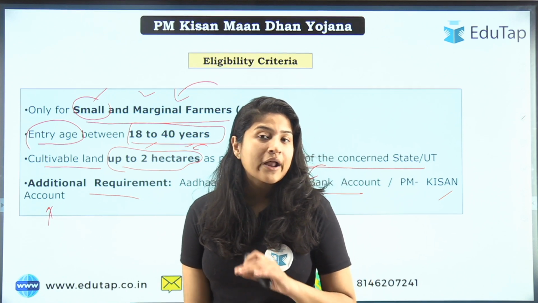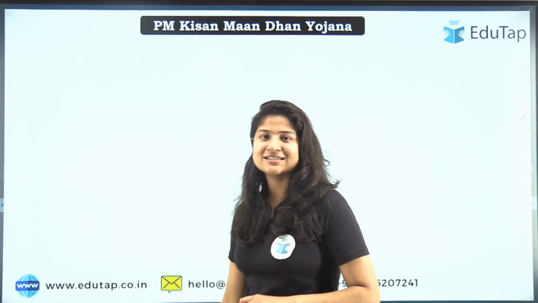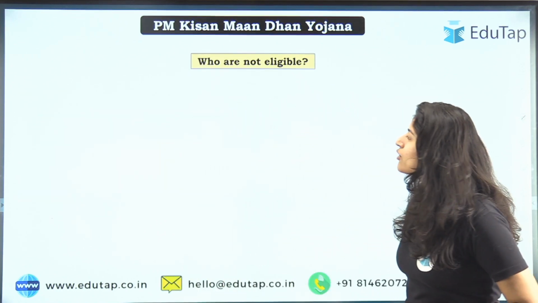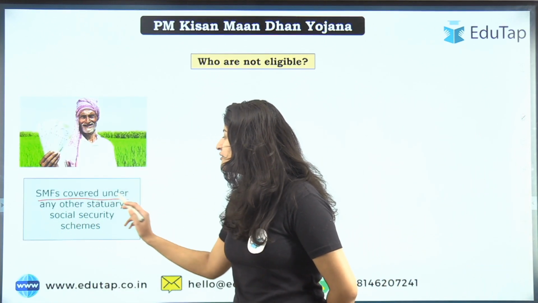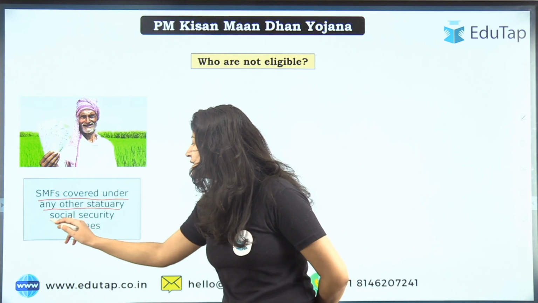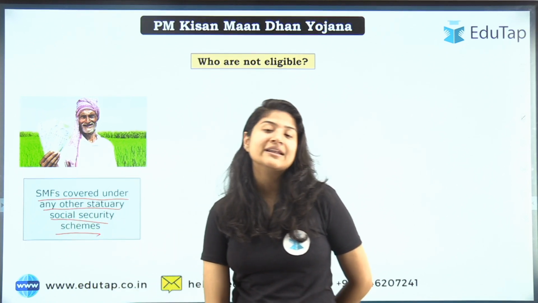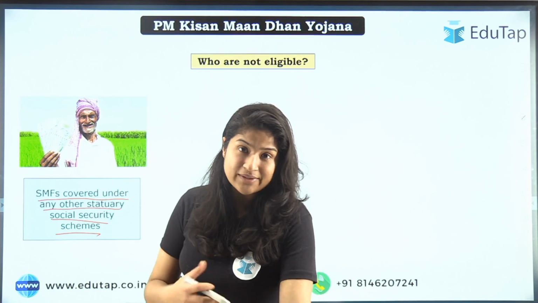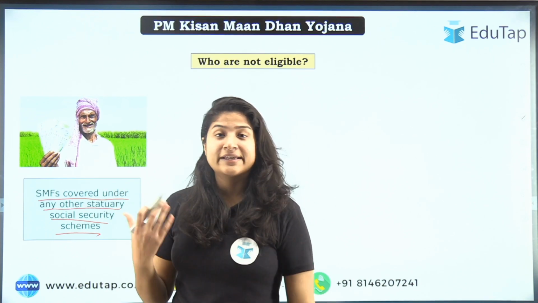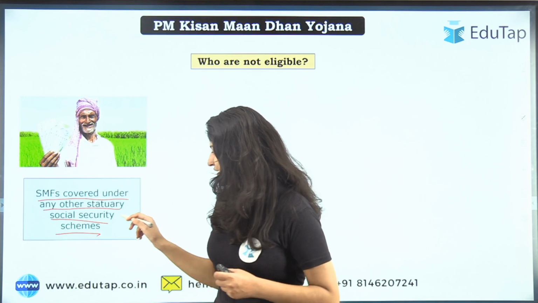But now, who is not eligible for this? Let's look at that also. The first category is small and marginal farmers covered under any other statutory social security scheme. See, there are many social security schemes. What is social security? Social means of people, and security means to have safety.